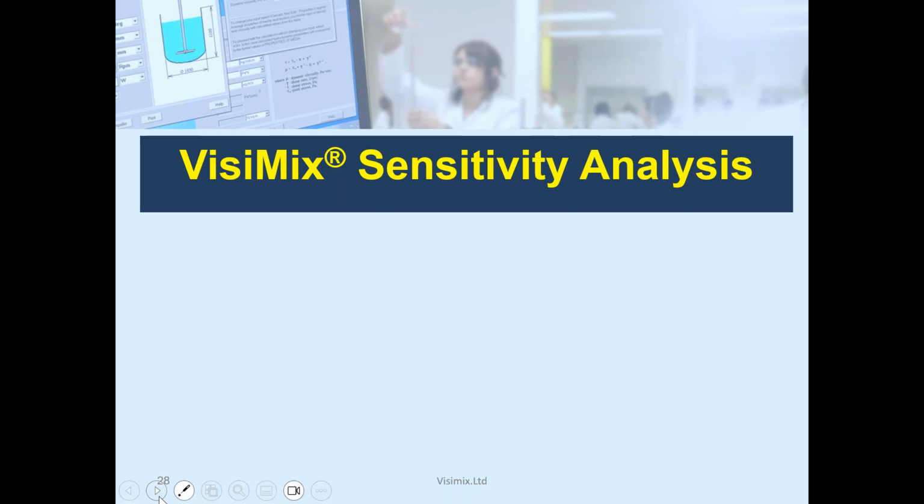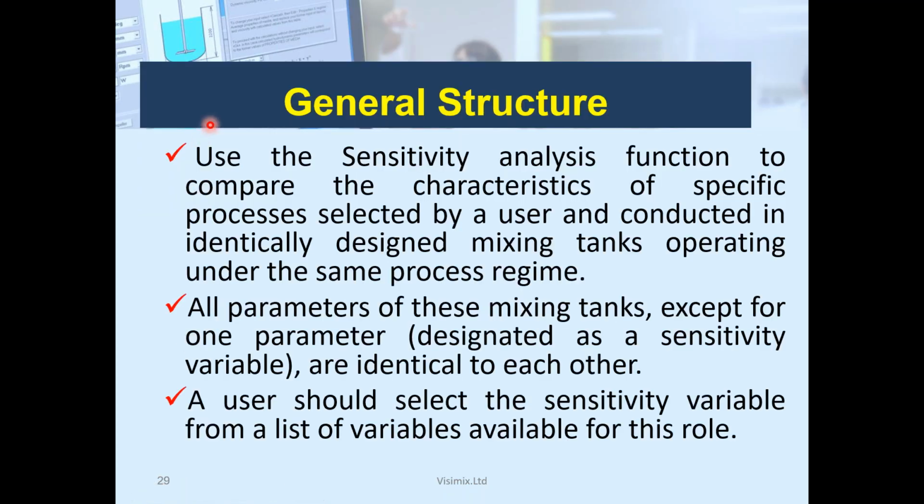Now, VisiMix sensitivity analysis. What is the software doing? The sensitivity analysis function is mainly used to compare the characteristics of a specific process selected by the user. So the process we have conducted in some equipment, and inside the equipment we want to know the sensitivity by changing the operation. Okay, it can be the RPM, the volume. All the parameters in this mixing tank at this stage, in this first release, will be for one parameter input, and all the outputs that you are looking for, depending on the unit operation, we'll see.